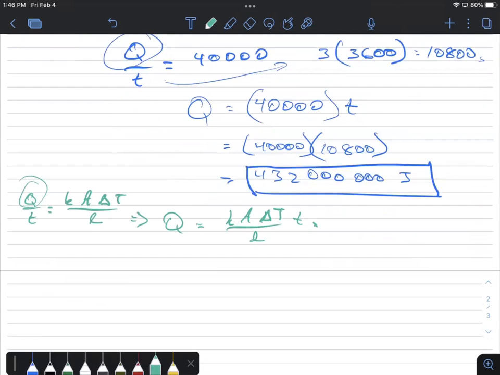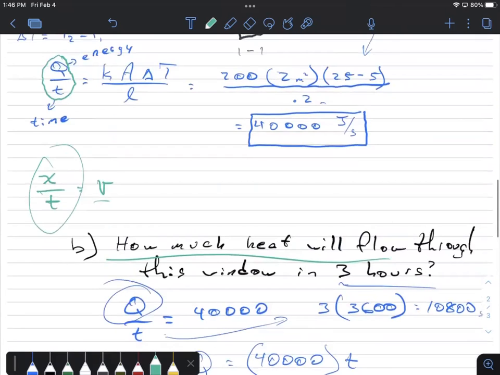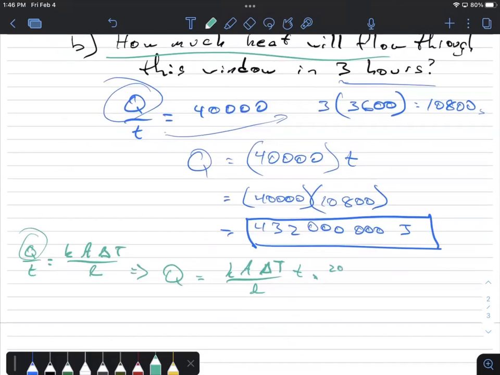So I could have plugged everything in at the very beginning. I could have said, okay, the conductivity was 200. The area was 2. Delta T, 25 minus 5. The length of time I'm waiting, 10,800. All divided by the thickness of 0.2. And that just gives me the Q all by itself. And I don't have to solve for Q over T first.